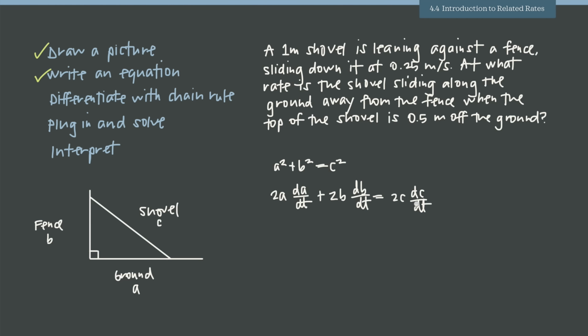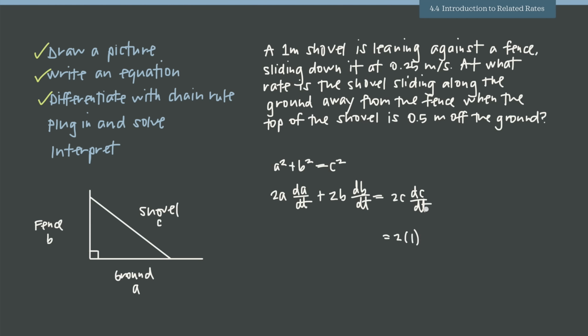So every variable in the equation, we differentiate it, but then we multiply by that rate of change with respect to t of that variable. So that's our step for differentiation. Then we go ahead and plug in everything we know and solve for the value that we want. So what do we know from the problem? First of all, we know that the shovel has a length of 1 meter. Well, the length of the shovel is given by c. So over here, we can say 2 times 1.